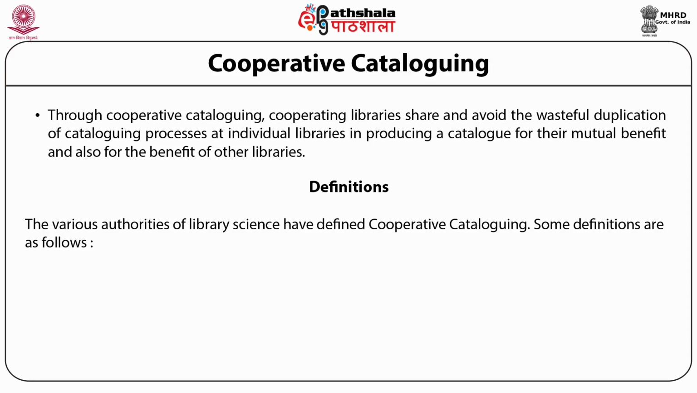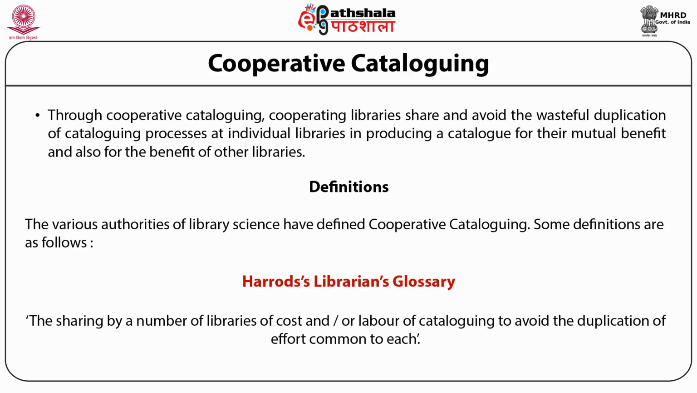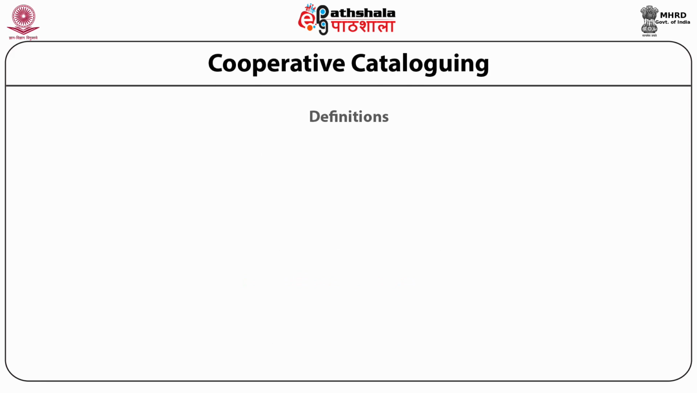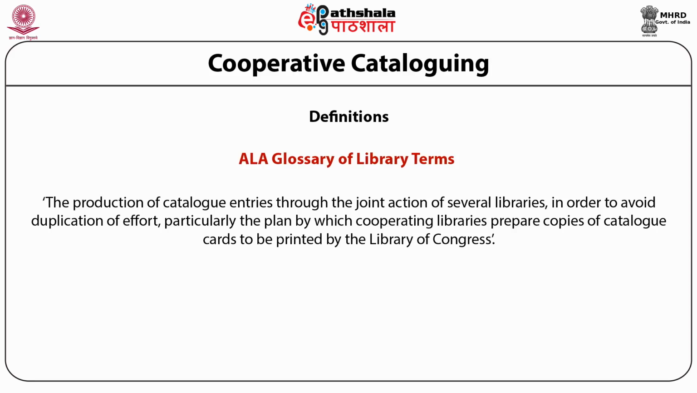First definition is by Harrod's Librarian's Glossary. The sharing by a number of libraries of cost and or labor of cataloging to avoid the duplication of effort common to each. Second definition is by ALA Glossary of Library Terms. The production of catalog entries through the joint action of several libraries in order to avoid duplication of effort, particularly the plan by which cooperating libraries prepare copies of catalog cards to be printed by the Library of Congress.